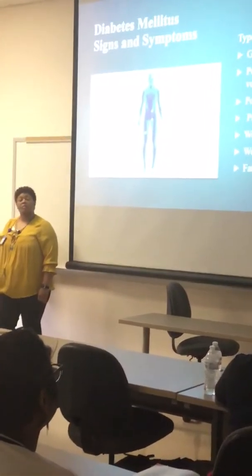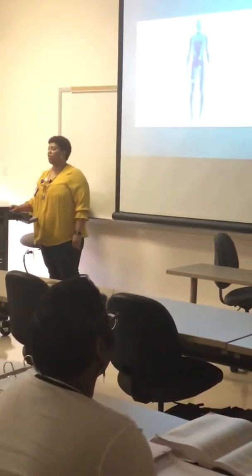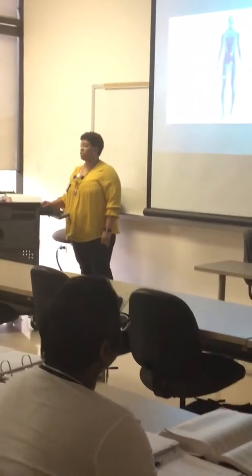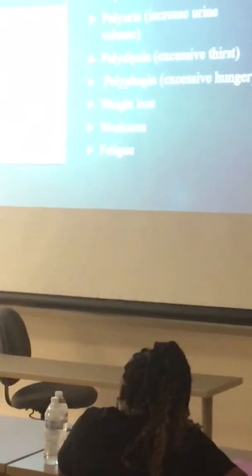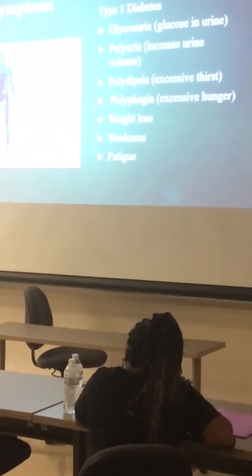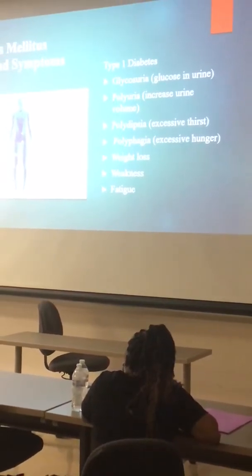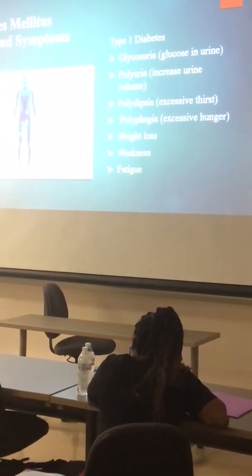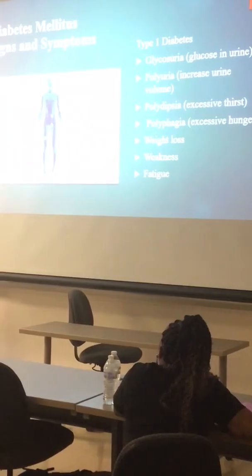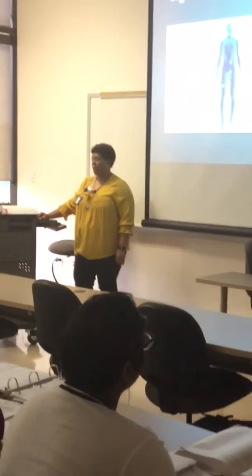Some signs and symptoms of diabetes. For type 1, we have glycosuria, which is glucose in the urine, polyuria, which is increased urine volume, polydipsia, which is increased thirst, polyphagia, which is excessive hunger, weight loss, weakness, and fatigue.